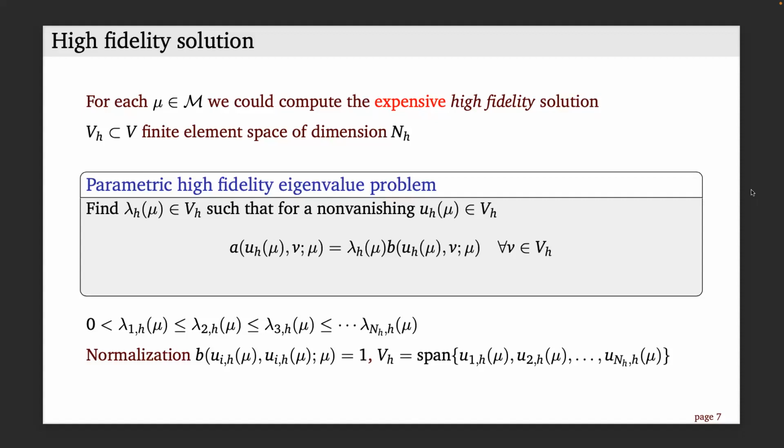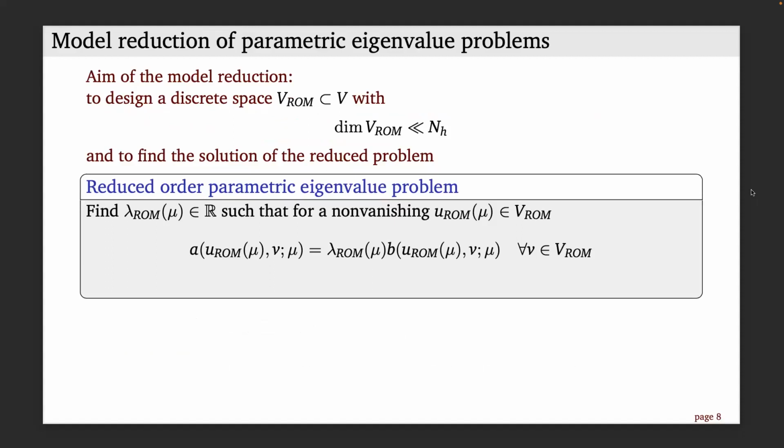Okay, so this is the high fidelity solution, the one that we want to approximate by the reduced order model. And the reduced order model consists, same as before, of finding a space V_ROM of a dimension much smaller than N_H, and solving this reduced eigenvalue problem with a smaller matrix. Just to give an idea, the matrix of the previous high fidelity problem could be 1,000,000 degrees of freedom. The matrix here could be 3 by 3, 5 by 5. So it's a huge difference in terms of complexity.